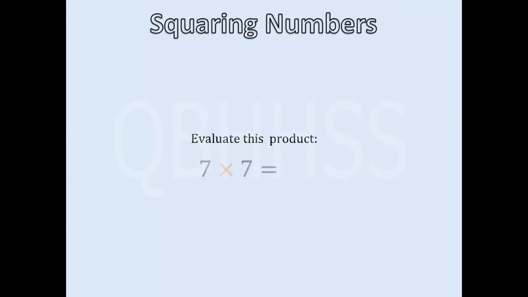Next, let's try multiplying a number by itself, like 7. So what's 7 times 7? 7 times 7 equals 49. Multiplying a number by itself is pretty common in algebra and geometry. And there are a few different ways to say it.